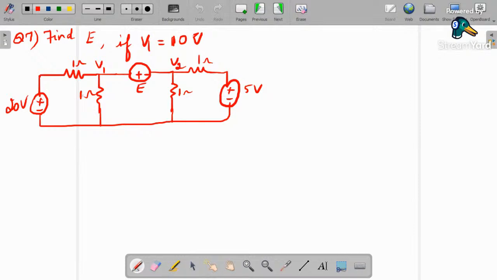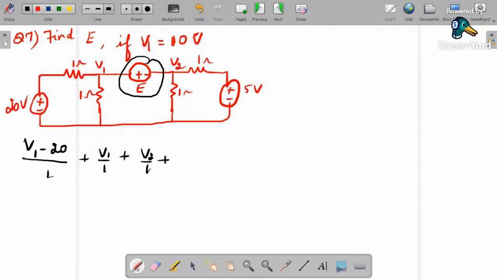Next, similar question. This is also nodal analysis, this is the super node concept. What is the answer for question number 7? Yes, so same. So V1 minus 20 by 1 ohm plus V1 by 1 ohm plus V2 by 1 ohm plus V2 minus 5 by 1 ohm. So all the denominators are 1. So it is very simple.